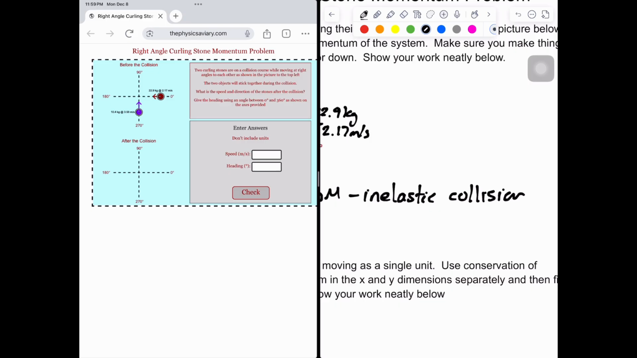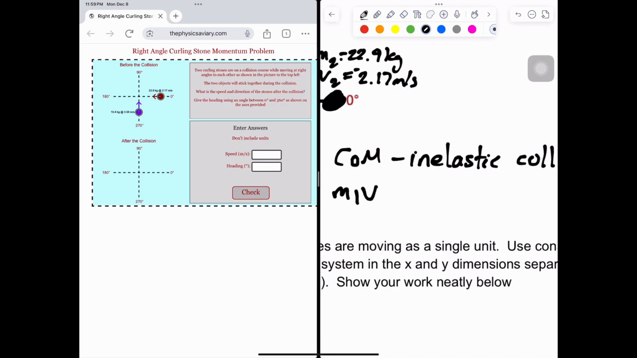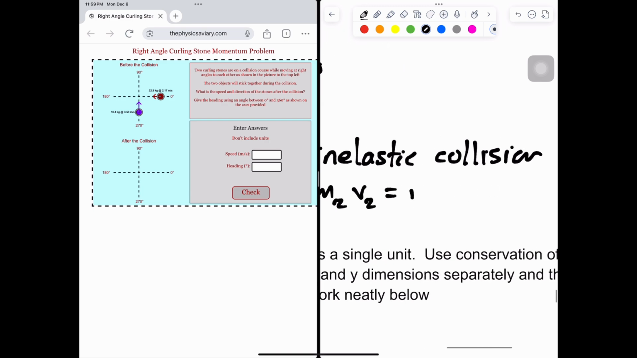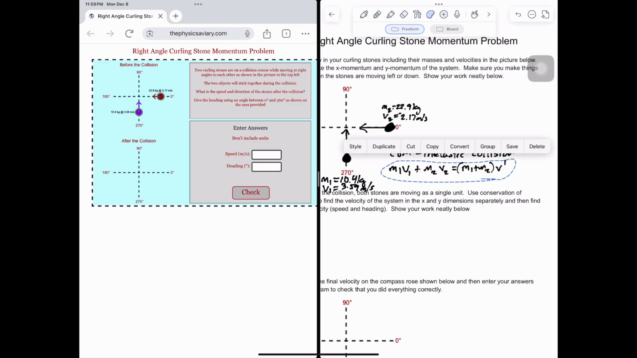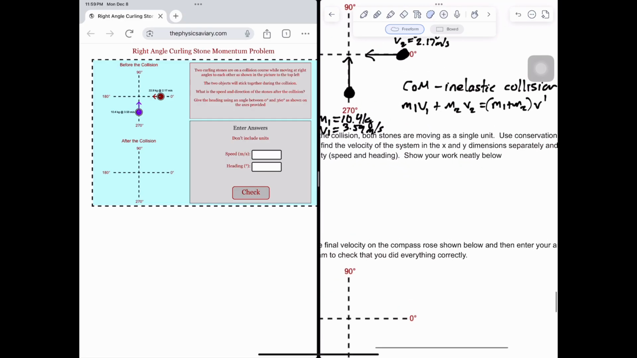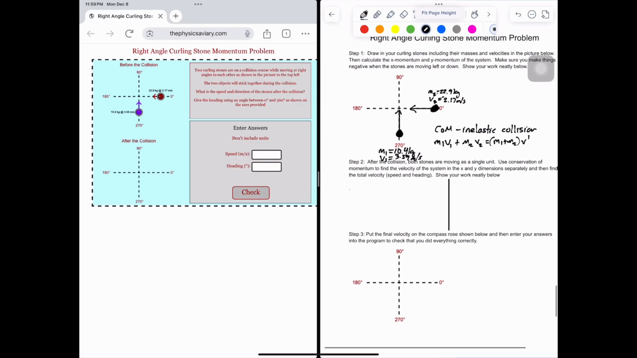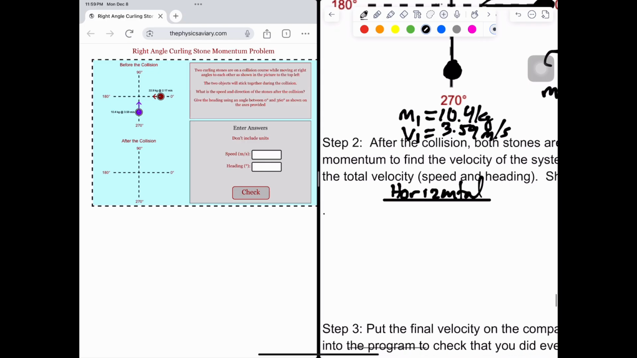Okay, so it's an inelastic collision, and the equation for it is m1 v1 plus m2 v2 equals the quantity of m1 plus m2, times v prime. Okay, so what I'm going to do is copy this equation down. In fact, I'm going to section off this middle part here into two halves. Okay, so we're going to do horizontal first, right, left, and then I'll do vertical.